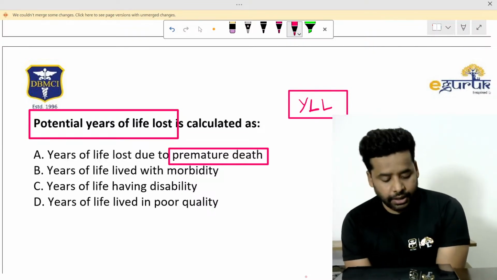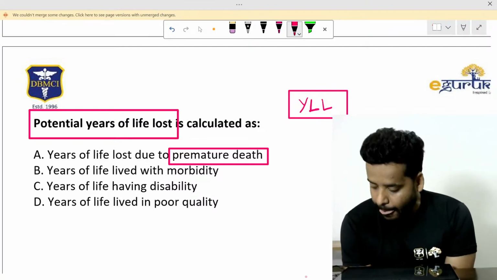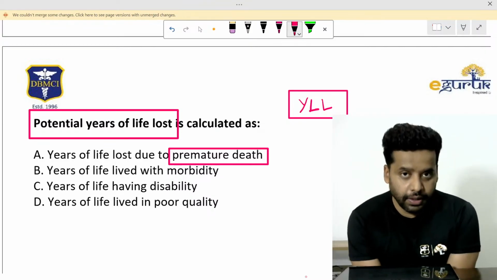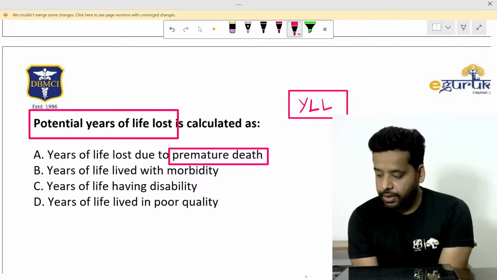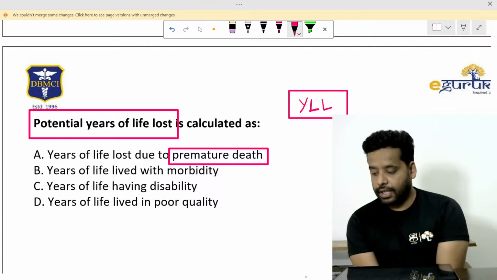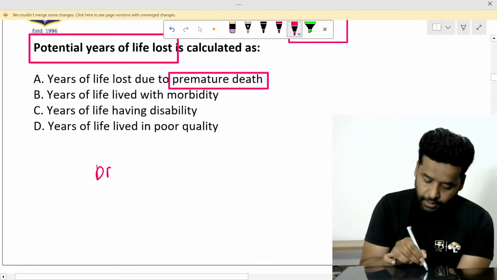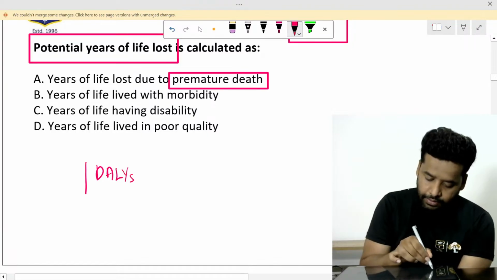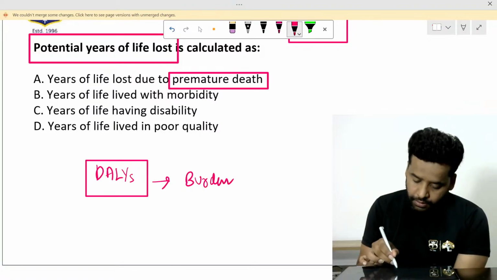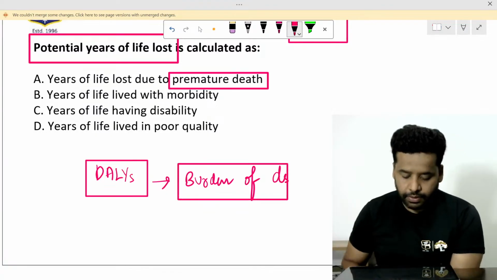So this indicator is used in which calculation? Tell me. YLL is used in what calculation? DALYs calculation. Very good. Disability adjusted life years. So DALYs, disability adjusted life years, will indicate burden of disease.